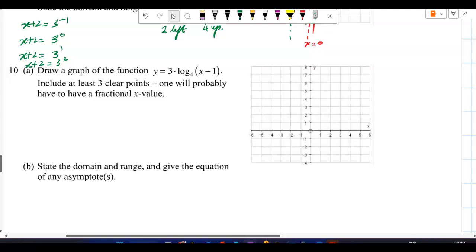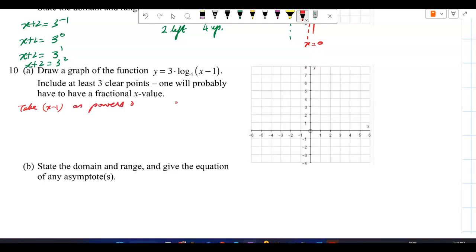So you'll take x minus 1 as powers of 4. X minus 1, I'm writing it as a hint, as powers of 4. Means x minus 1 is 4 to what will you take? Minus 1. So you solve it. So x minus 1 is equal to 1 over 4. So x is equal to what? 1 plus 1 over 4. 5 over 4.